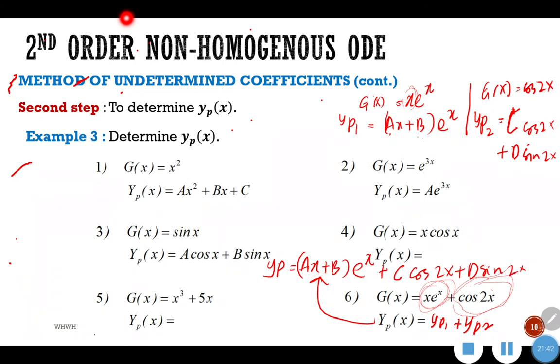Alright, so hopefully everybody is clear now on how to make a guess from gx to determine your yp. This is very important. If you guess wrongly, you will not get the correct solution for your second order non-homogeneous ODE. Alright class, that's it for the first part of the video.